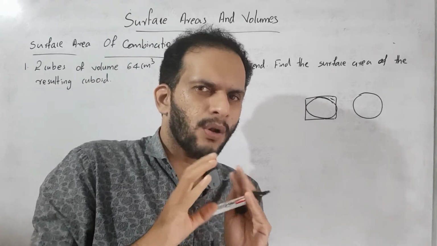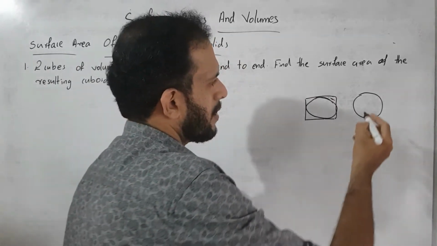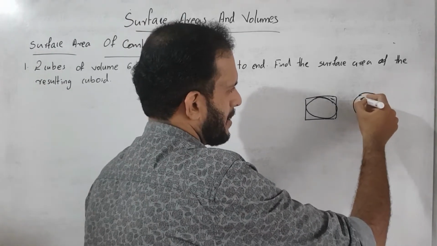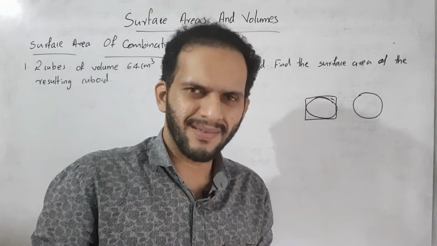Most commonly, if we cover a hemisphere with a cylinder, it is possible to cover completely because both are in the shape of a circle.